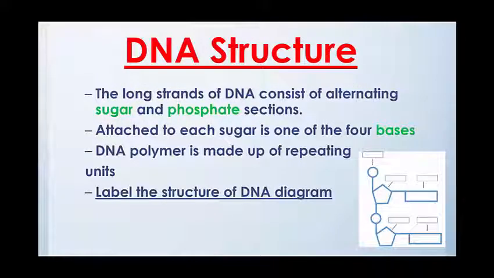Okay, moving on. The structure of DNA is made up of long chains of alternating sugar and phosphates. Attached to each of the sugars is one of four bases, and that's repeated over and over again. So it goes sugar, phosphate, sugar, phosphate, sugar, phosphate, and each sugar has a base attached to it. Right, so what I'd like you to do is copy and label up the diagram of the structure of the DNA.